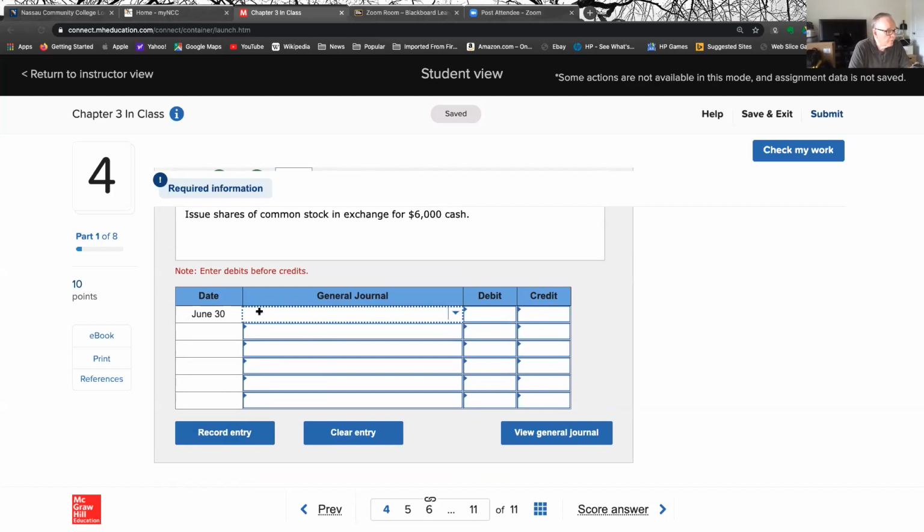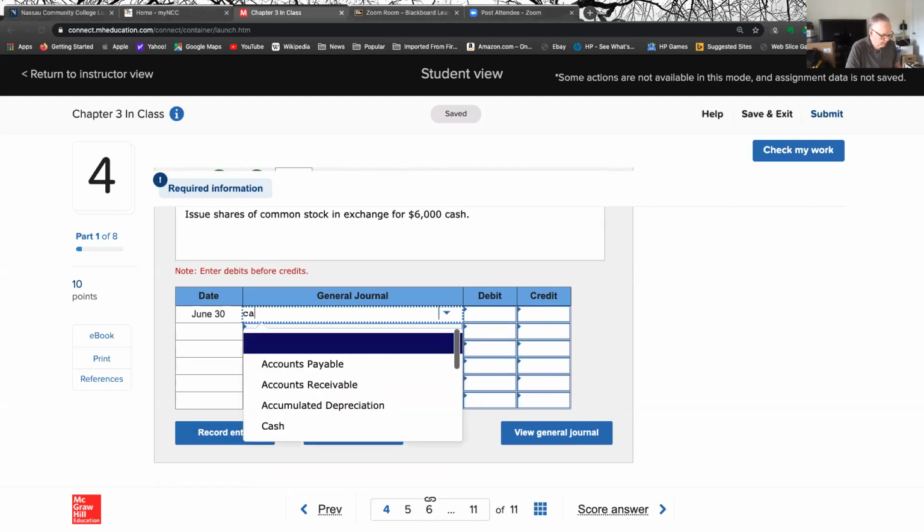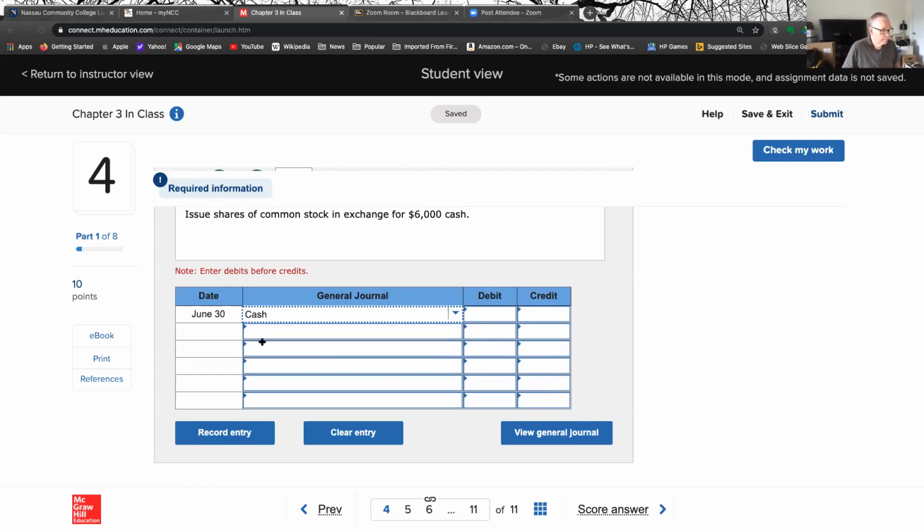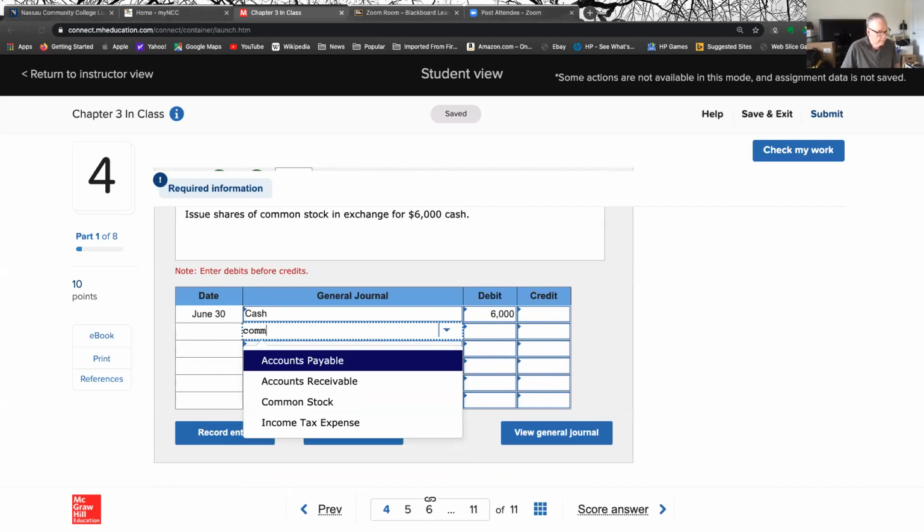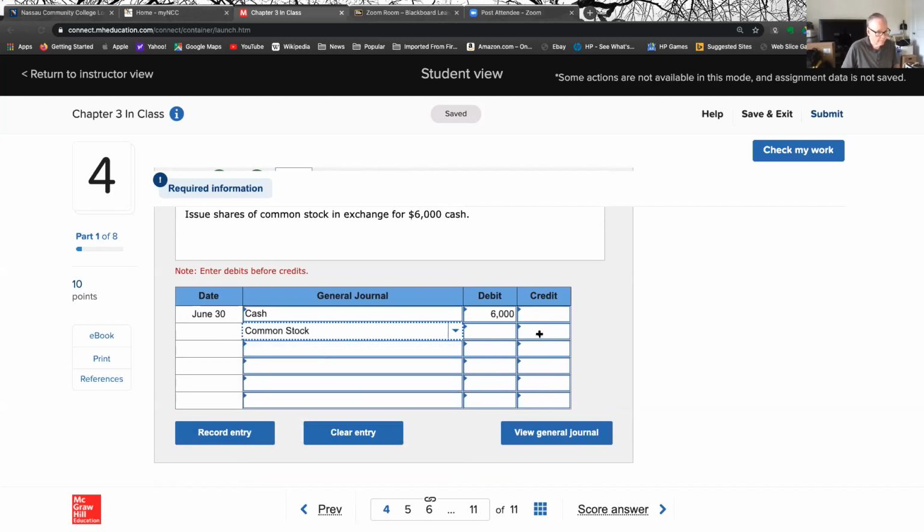Issued shares of common stock in exchange for cash. Well, there's cash again. Right? And credit common stock. Right? And these are all transactions that we've seen before. Okay, now here's a tricky one.